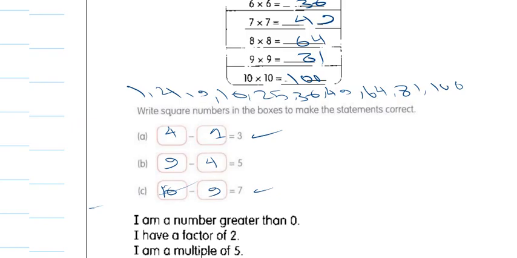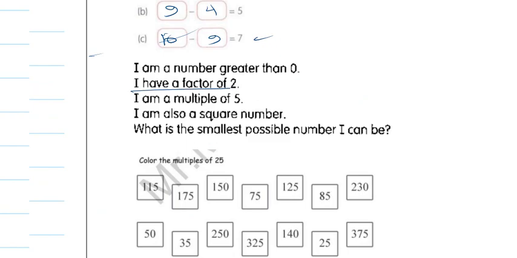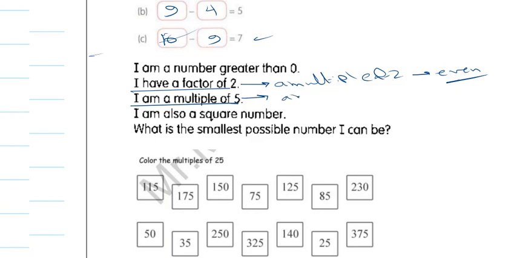I am a number greater than 0. I have a factor of 2. It means I am a multiple of 2. I am in the times table of 2. I am an even number. I am a multiple of 5. If you are a multiple of 2 and also a multiple of 5, it means you end in 0. So this number ends in 0.